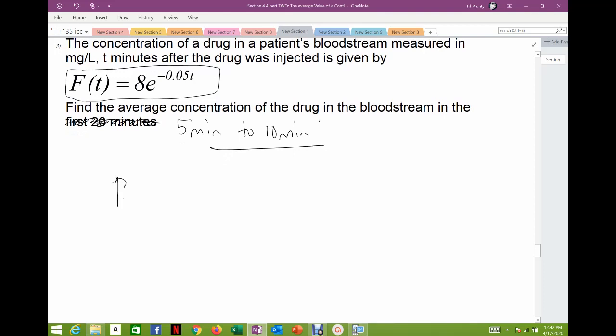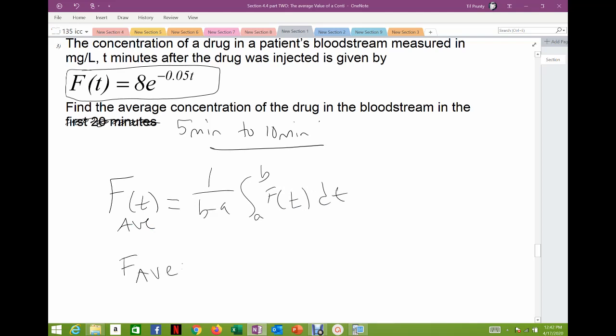So the average amount of drug in your bloodstream between 5 to 10 minutes after you were given the IV or whatever, is found by taking, again, 1 over b minus a, integrating from a to b of our f of t function. So it's 5 to 10, so 1 over 10 minus 5, integrating from 5 to 10 of that 8e to the negative 0.05t.